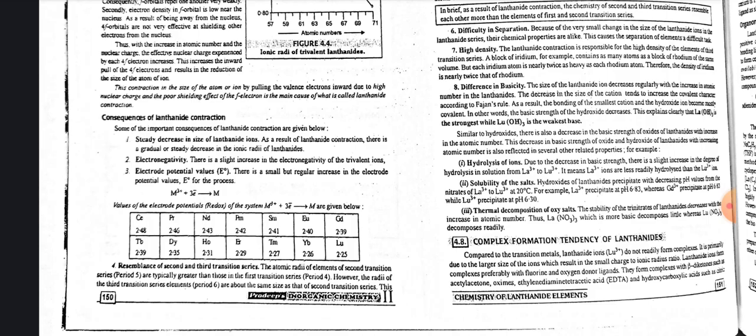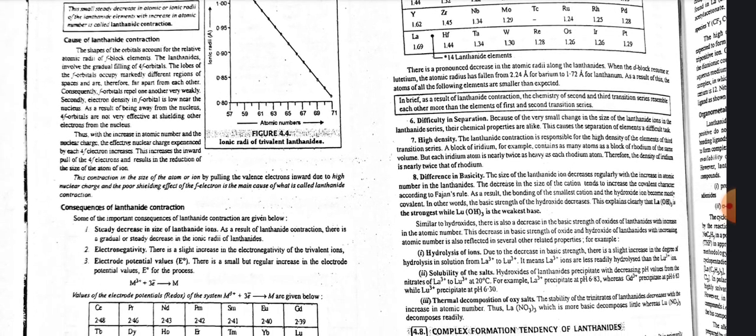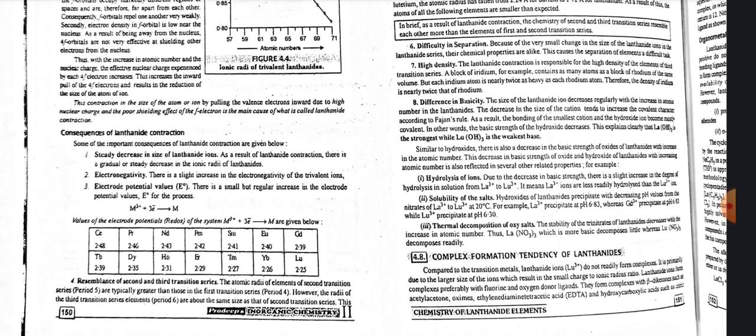Consequences of lanthanide contraction are steady decrease in size of lanthanide ions, electronegativity, electrode potential, and resemblance of second and third transition series. In brief, as a result of lanthanide contraction, the chemistry of the second and third transition series resemble each other more than that of the first and second transition series. Other consequences are difficulty in separation, high density, and difference in basicity. Because of that, La(OH)3 is the strongest, while Lu(OH)3 is the weakest base.